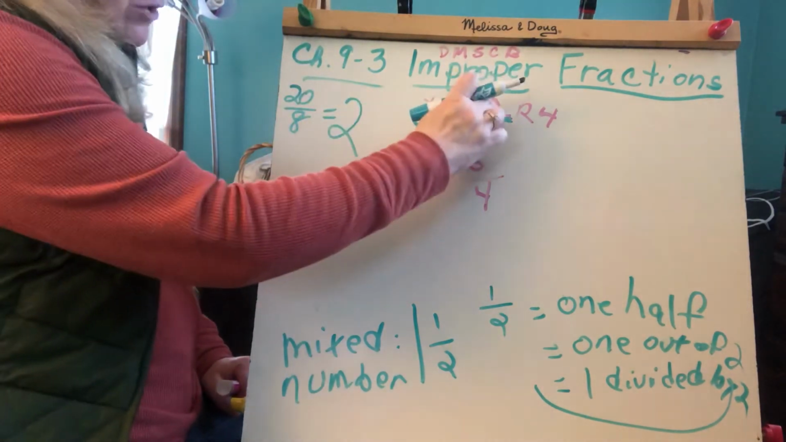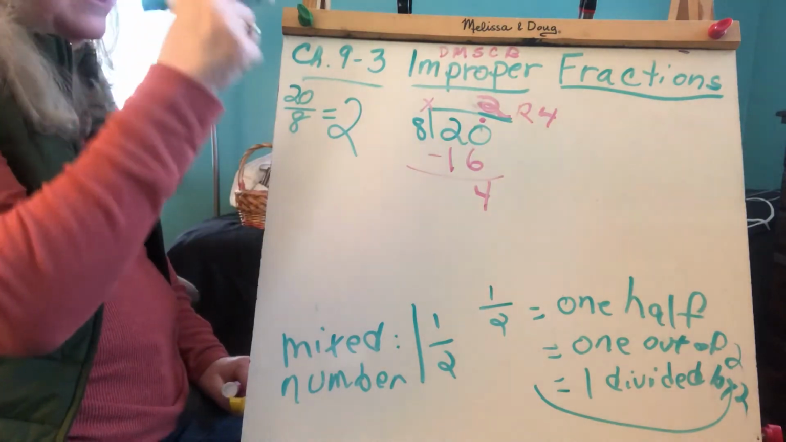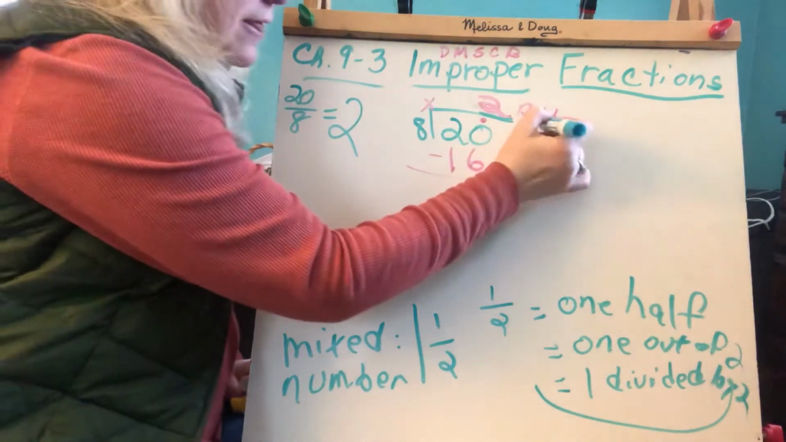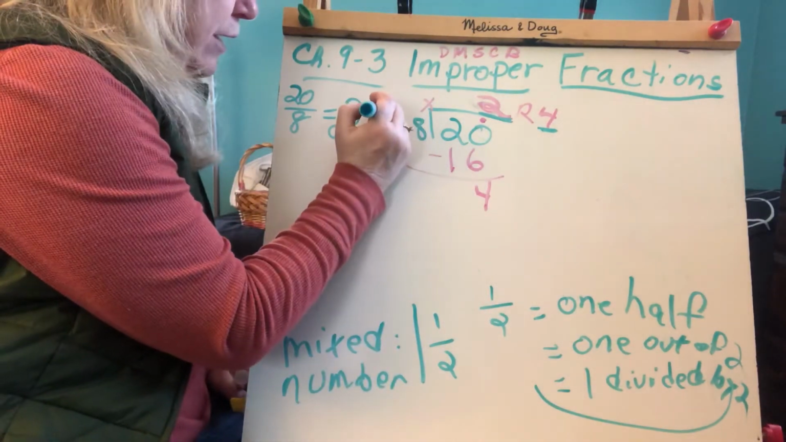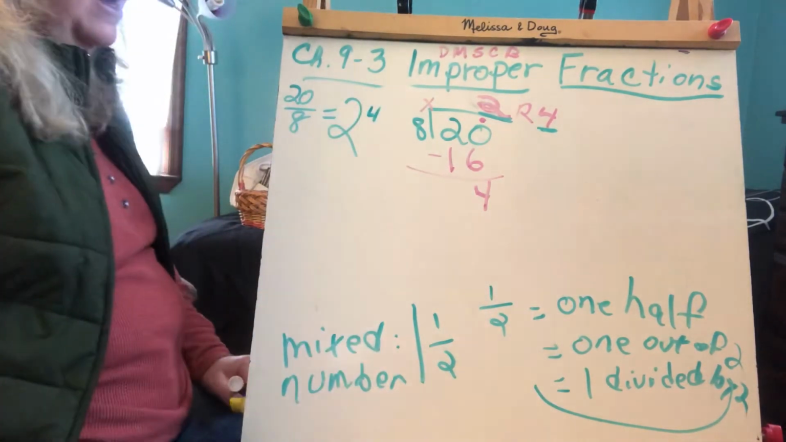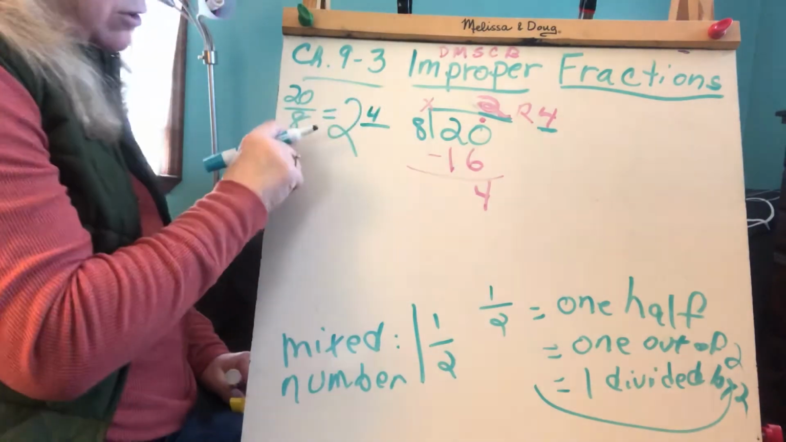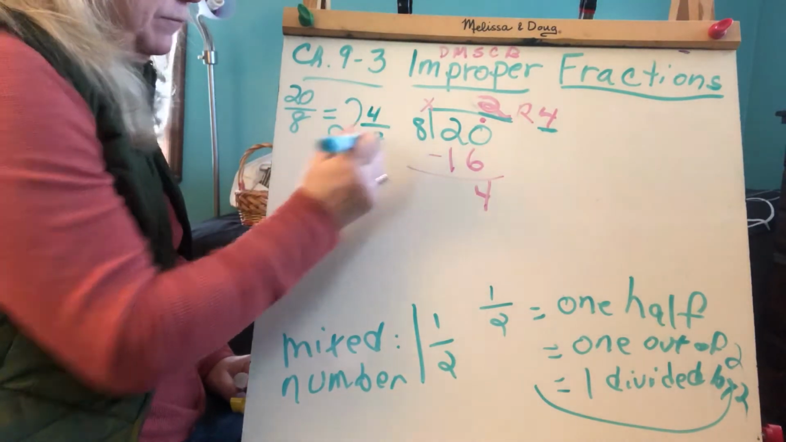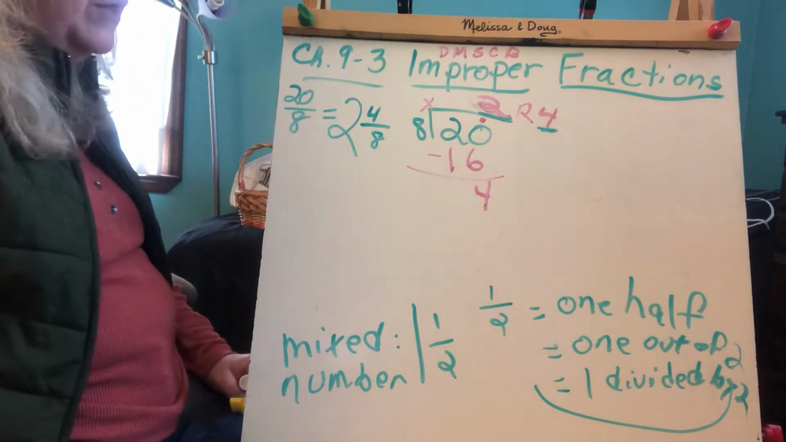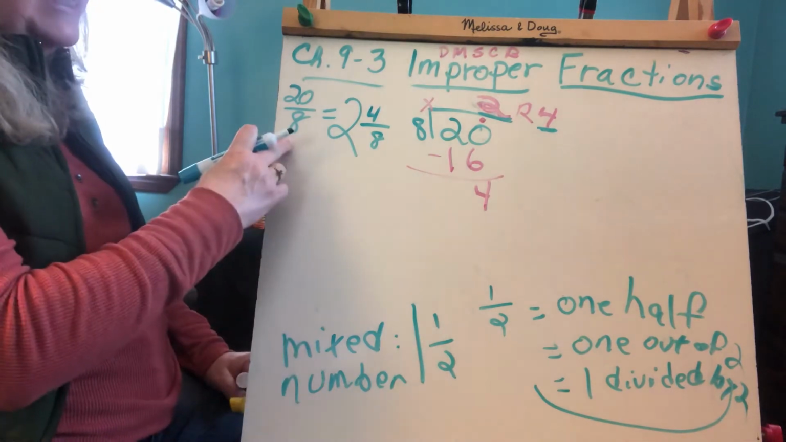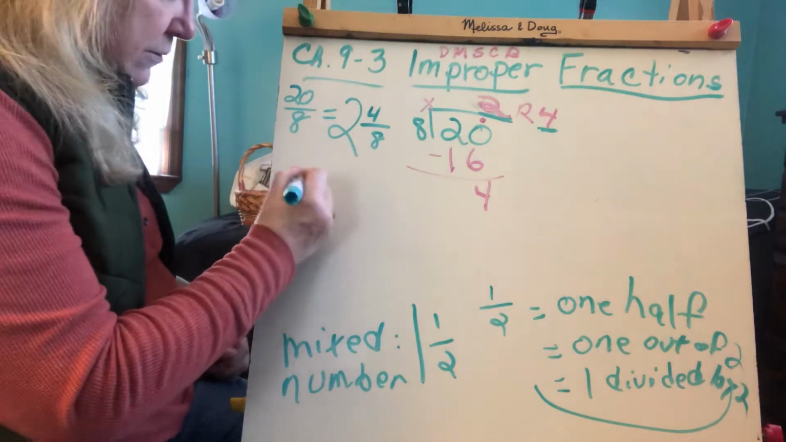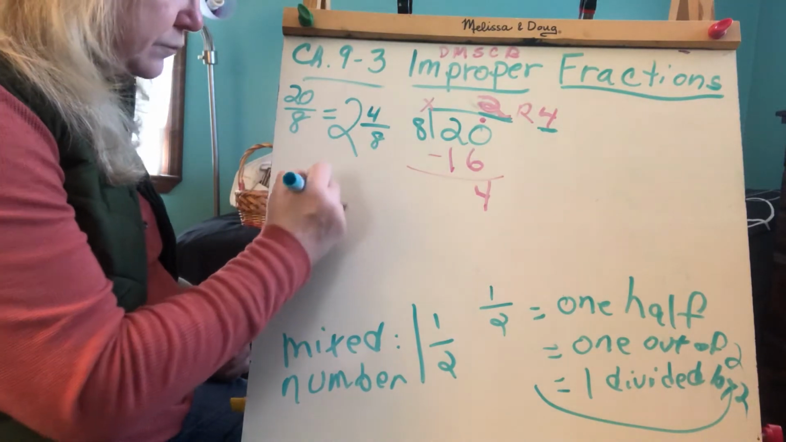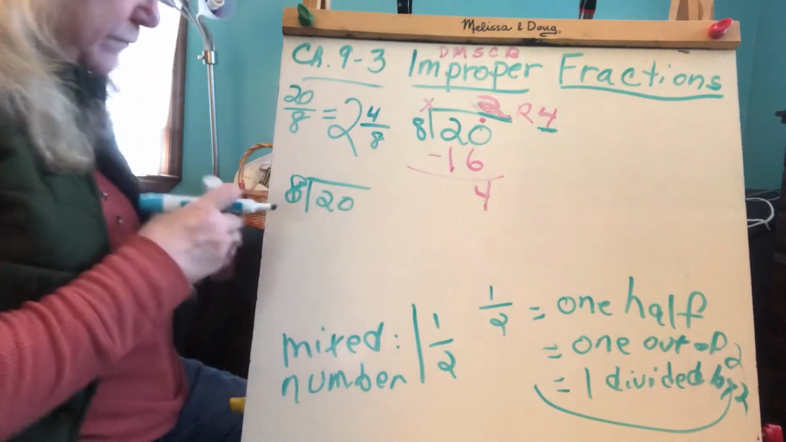So 8 goes into 20 2 times. Well, the fraction part, your remainder, becomes your numerator. And then you put it over your denominator. So now you have to say to yourself, is this in simplest form? So I'm going to move this division problem down here so that we have some room.